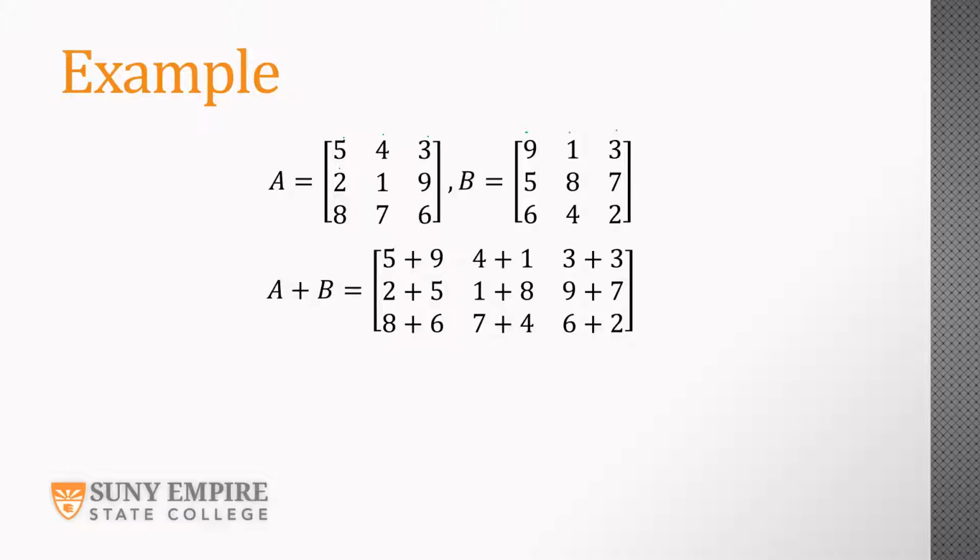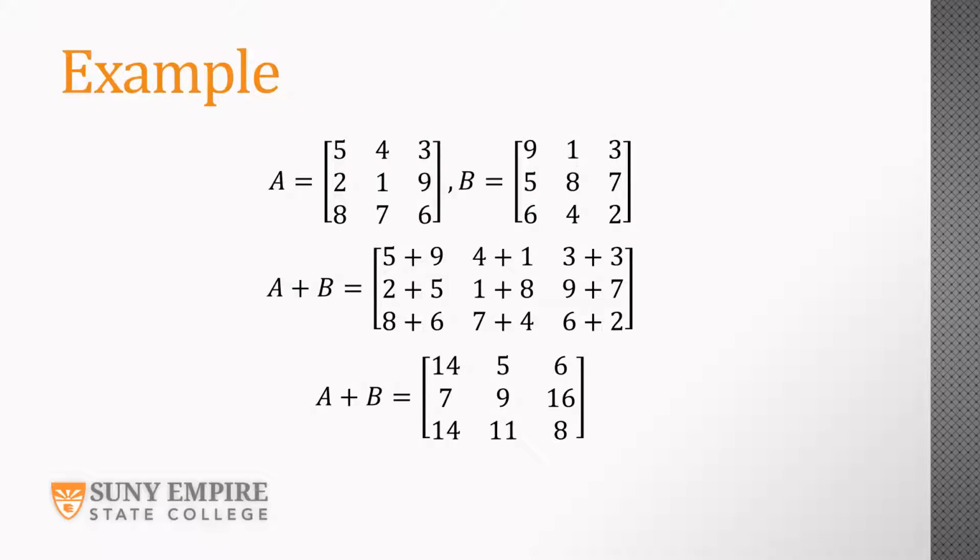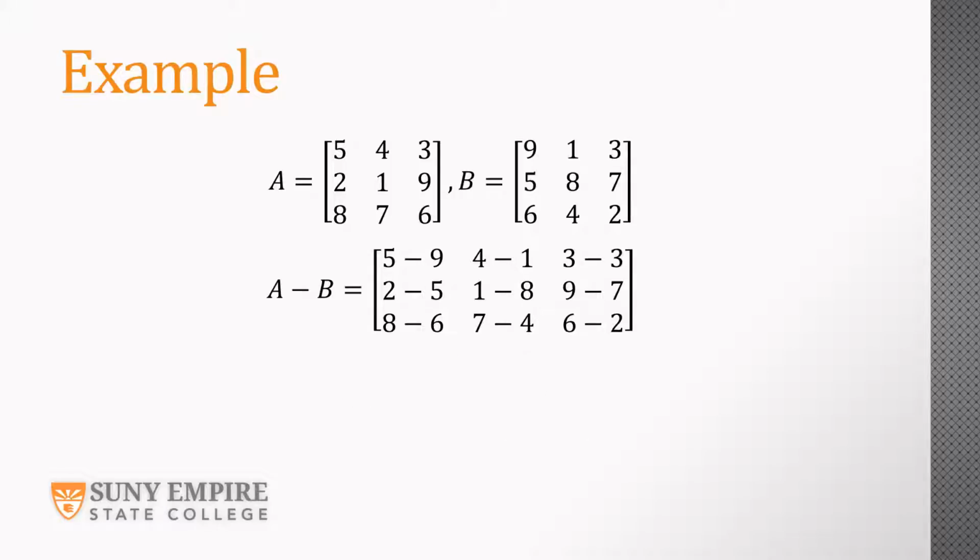So we have 5 plus 9, 4 plus 1, and 3 plus 3. Then 2 plus 5, 1 plus 8, 9 plus 7, then 8 plus 6, 7 plus 4, and 6 plus 2. Completing the calculations, we have A plus B equal to 14, 5, and 6, then 7, 9, and 16, then 14, 11, and 8.